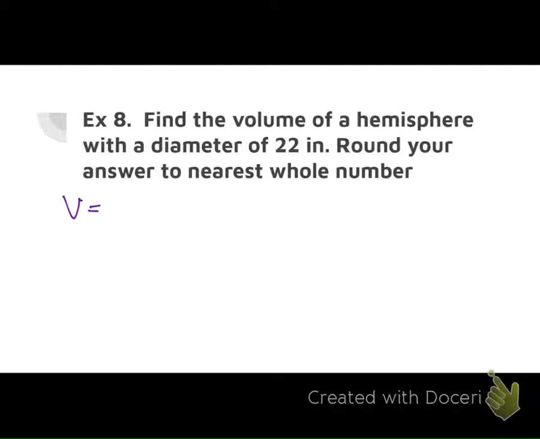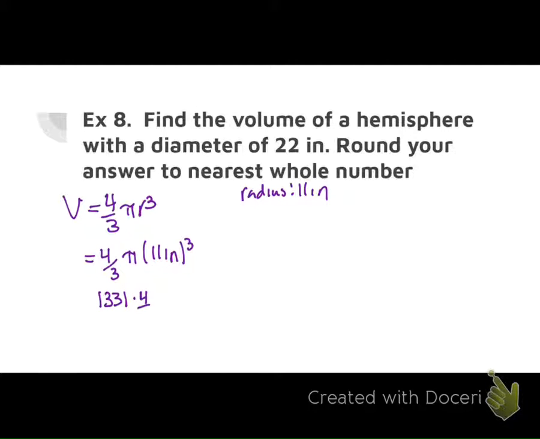So we have volume equals 4 over 3 pi r cubed. She did the hard part already. She found the radius is 11. It's half the diameter. So it's 11 inches. So that gives us 4 over 3 pi 11 inches cubed. What's 11 to the third? So 11 times 11 times 11. 1,331, times 4 over 3 times pi inches cubed.